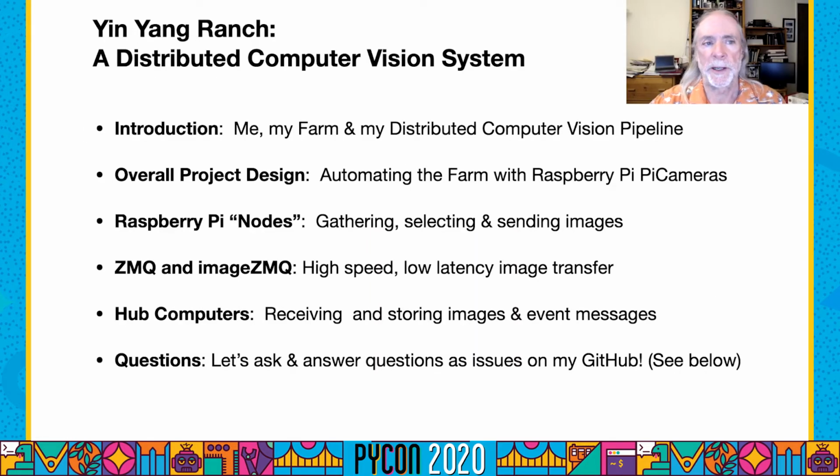What we're going to cover today is a little bit about me, my farm, and my distributed computer vision pipeline, a good bit about the overall project design. I'm going to talk about the nodes portion of the design where Raspberry Pis gather and select images. Talk about ZMQ and Imagezmq, which transfer the images to hub computers, where we'll talk about how they receive and process images and event messages. And then we'll talk about how we can take questions even for this online kind of format.